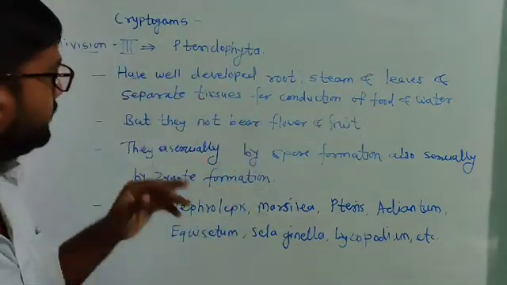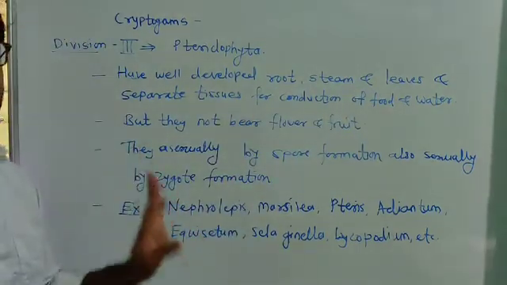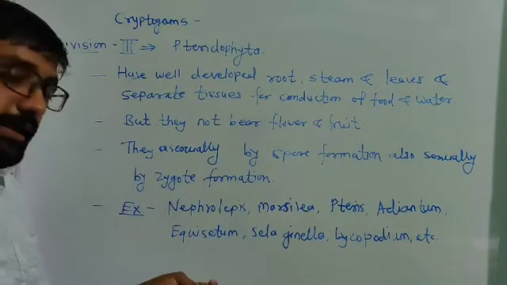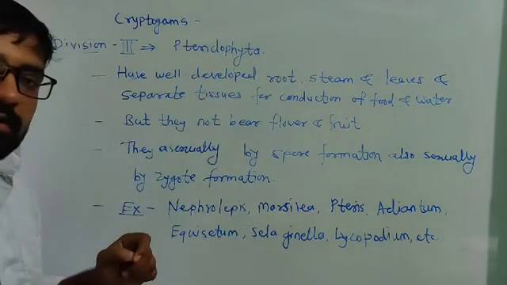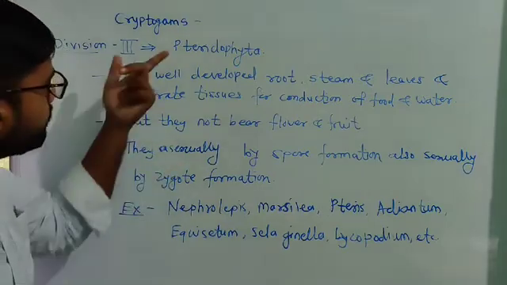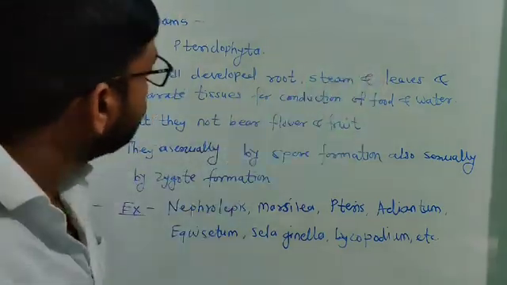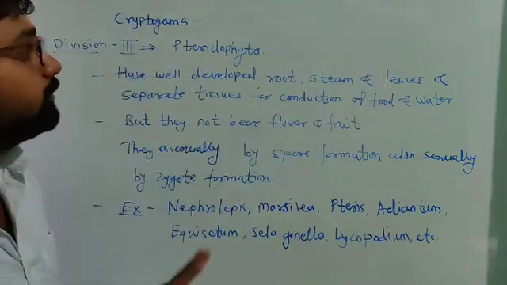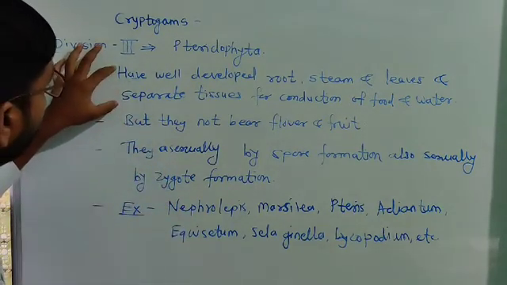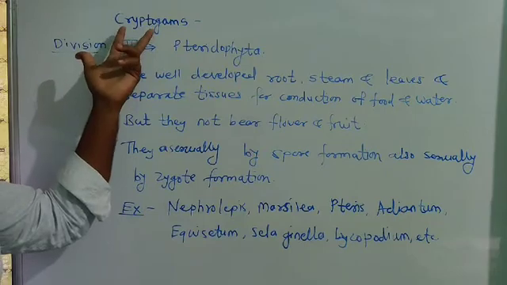That is one part. Again, separate tissues for conduction of food and water, meaning like a well developed plant. We know all well developed plants have all those organs, and also separate tissues for conduction of food and water. Like this, the Pteridophyta division also has well developed root, stem and leaves, and separate tissues for conduction of food and water.